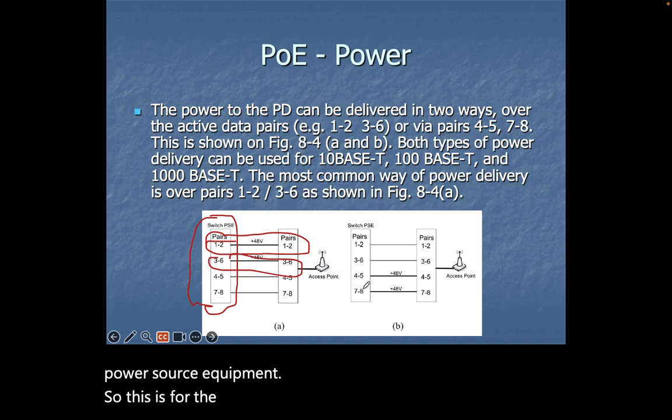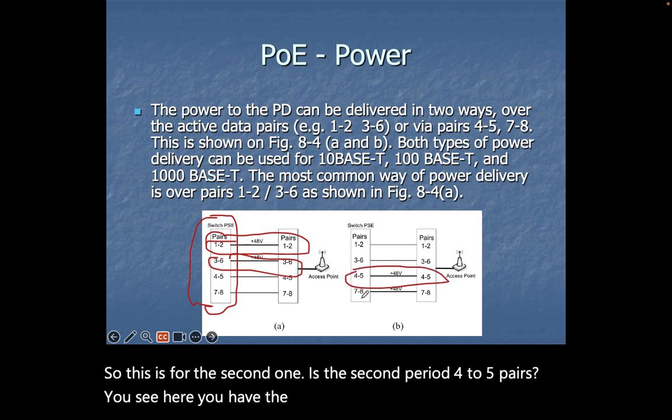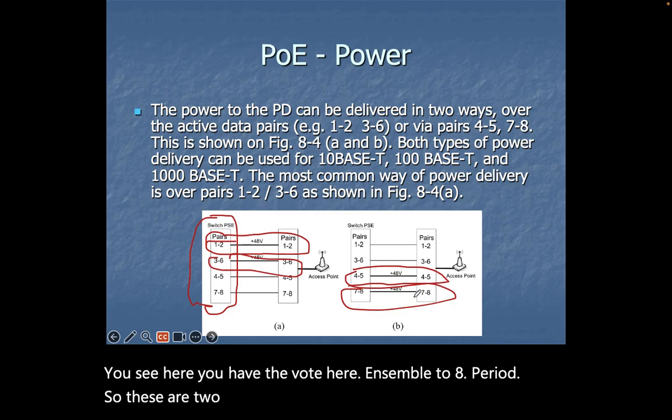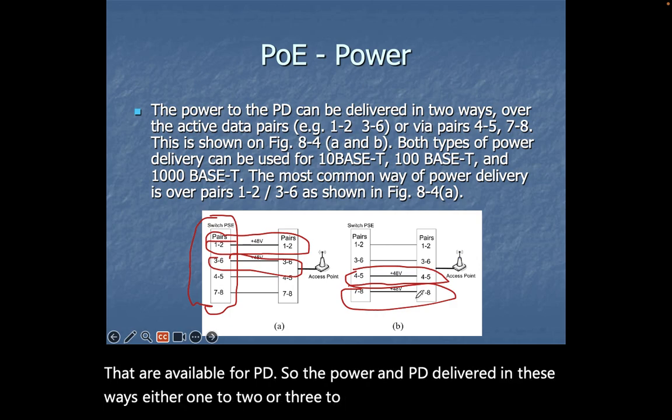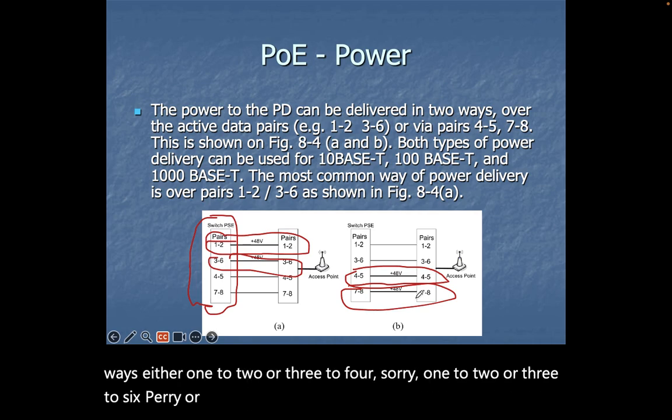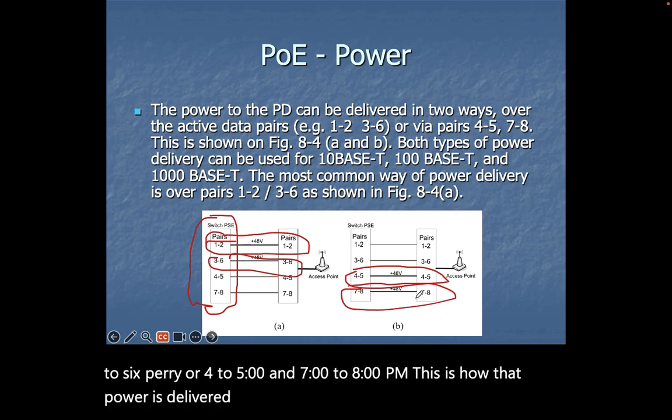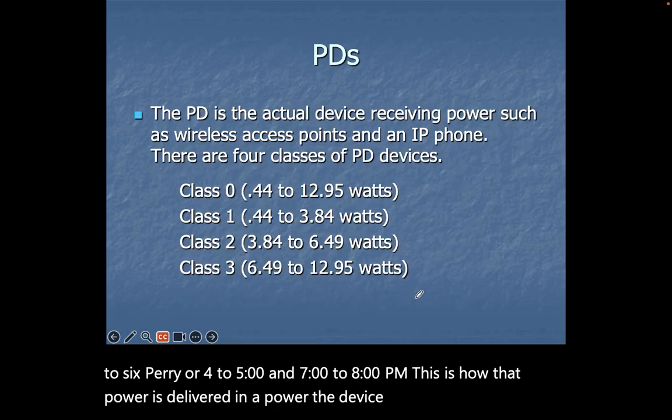The second one is the second pair, 4 to 5 pairs, and 7 to 8 pairing. So these are two examples that are available for PD. So the power in PD is delivered in these ways: either 1 to 2 or 3 to 6 pairing, or 4 to 5 and 7 to 8 pairs. This is how that power is delivered in a powered device in a network.